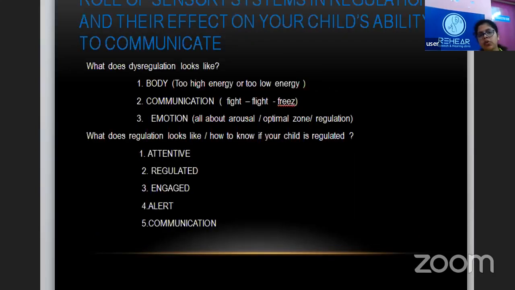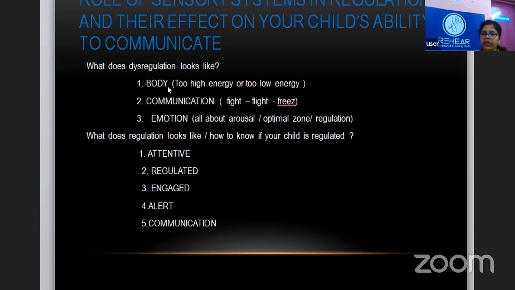So, the role of the sensory system in regulation and its effects on our child's ability to communicate. What does regulation look like? First we need to differentiate what regulation looks like and what dysregulation looks like. So what does dysregulation look like?